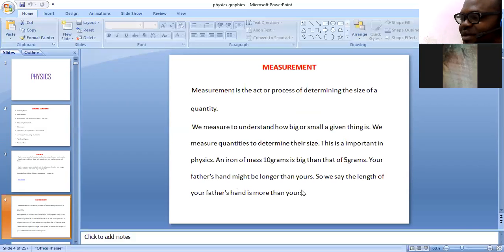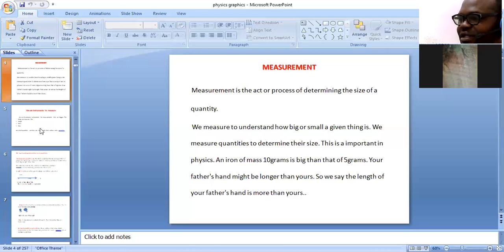Your father's hand might be longer than yours. So we say the length of your father's hand is more than that of yours. And that is how you actually measure, and that is the need for measurement.